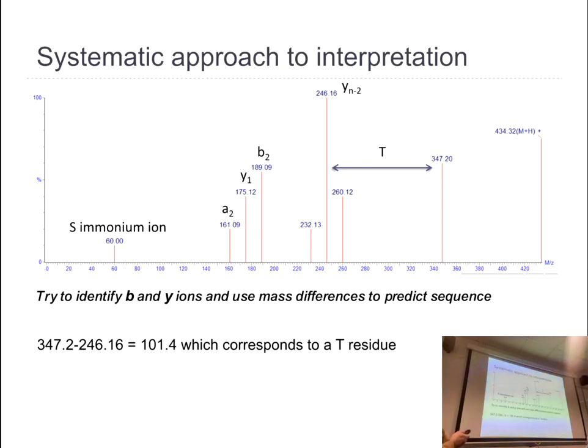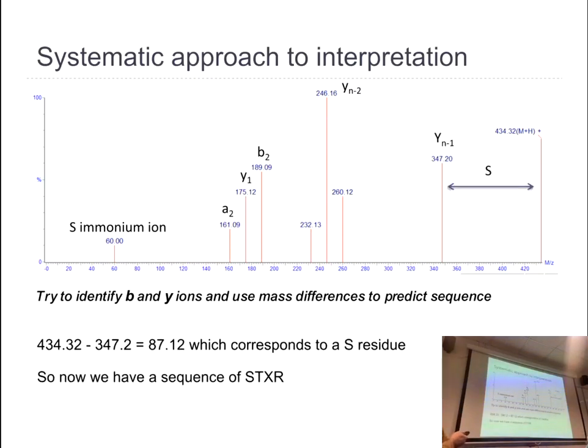So if this is the YN minus 2, which ion is this? N minus 2 plus T residue, but in number. If N is the total, this is N minus 1. Exactly. So now this is a YN minus 1 ion. And then the difference between this one and the full peptide, if you do the calculation, is 87.12, which corresponds to a serine residue. That's great. So now we have a sequence of S, T, X, R.